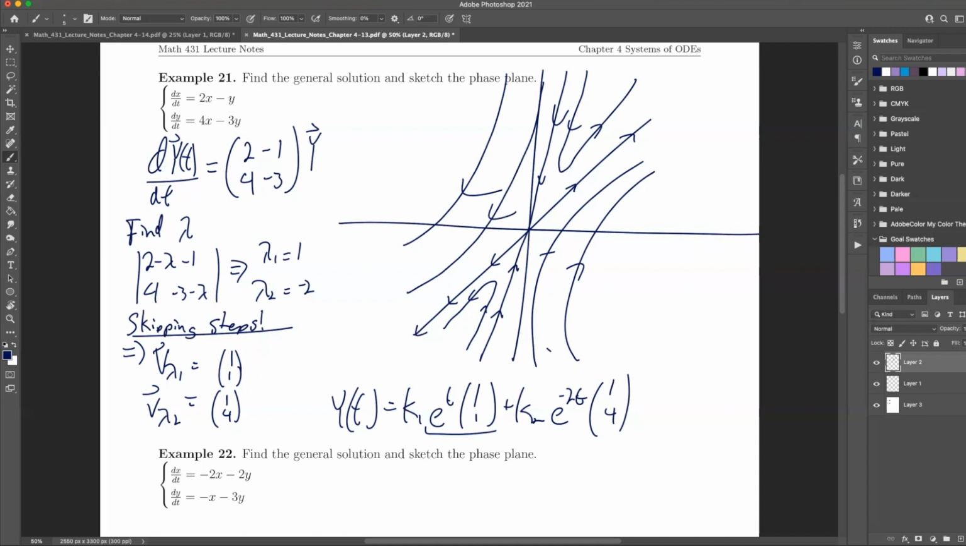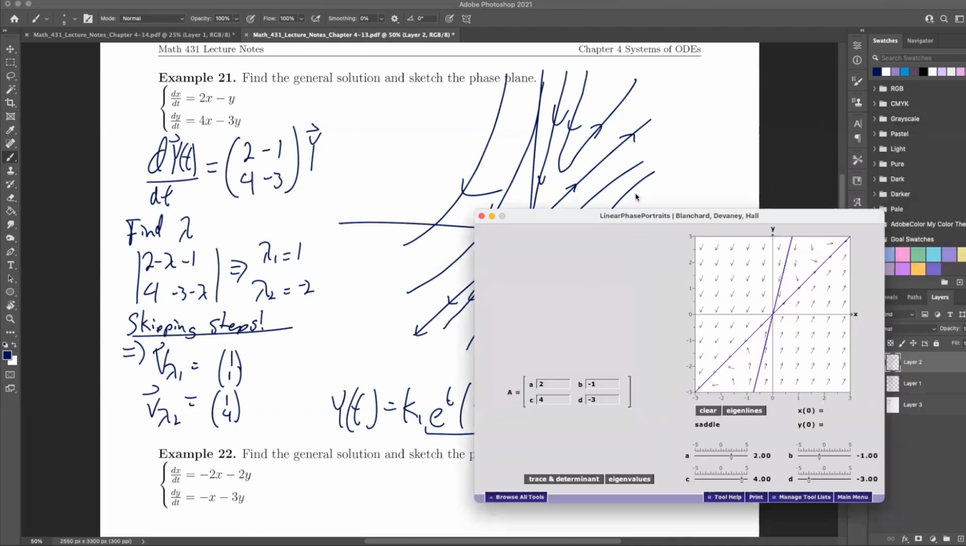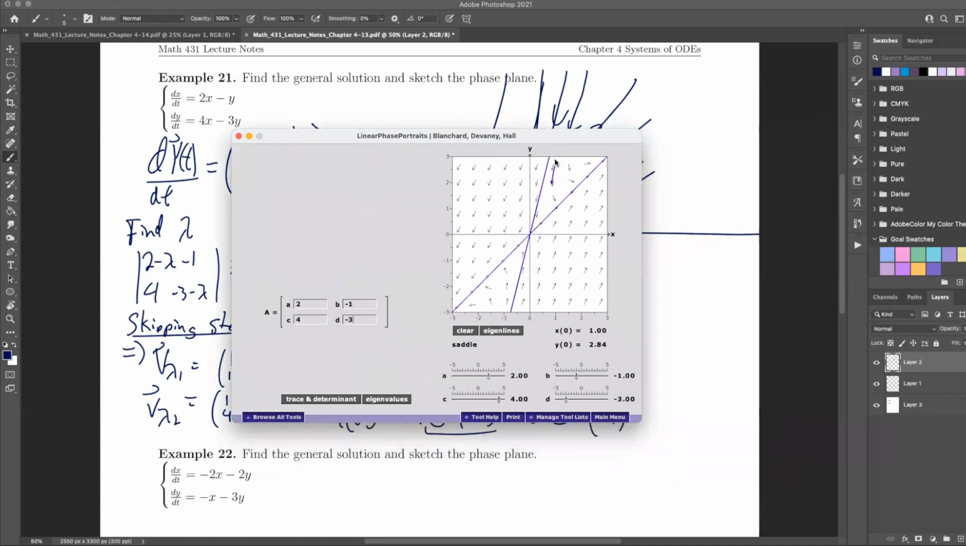Now let's graph this digitally. Where's my digital one? Let's do this digitally. All right, what do I have here? I have 2, minus 1, 4, and then minus 3. I'll let you guys draw that as I'm typing this in here. Ta-da! All right, and so here we have our plot.